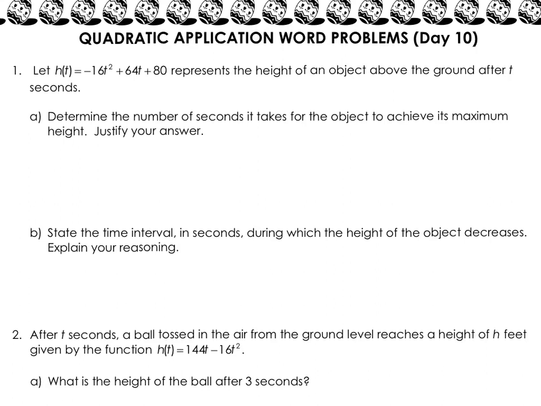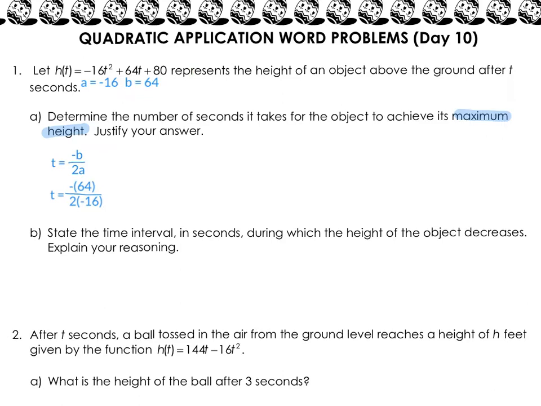So the key words here are maximum height, and that we need to justify. That means I need to use math to back up my answer. If we're talking about a maximum height, that's the turning point. So I need to use my axis of symmetry formula, x equals negative b over 2a, to find the maximum height. In order to do that, we need to write what a and b are.